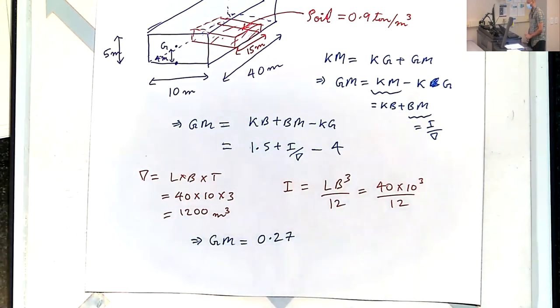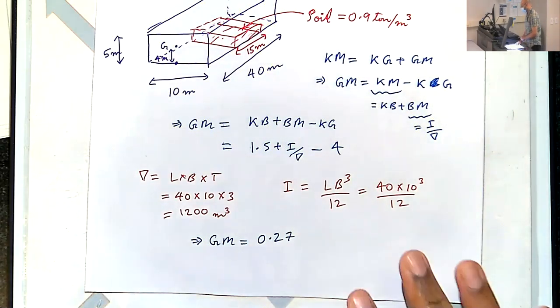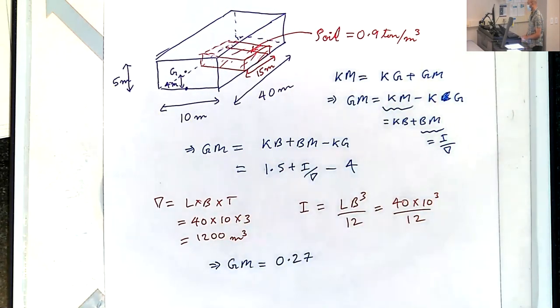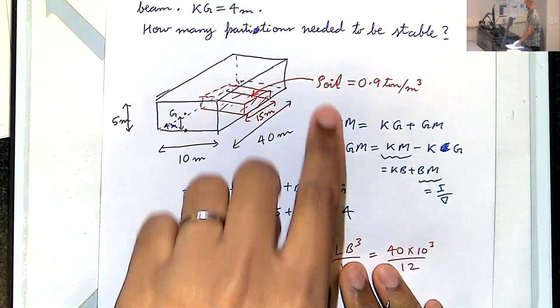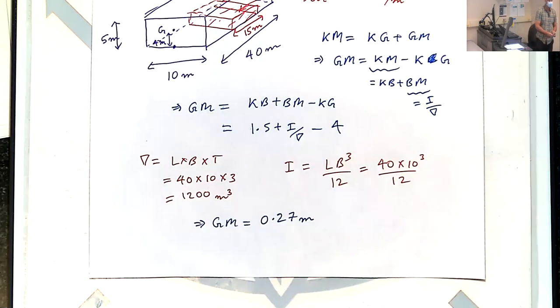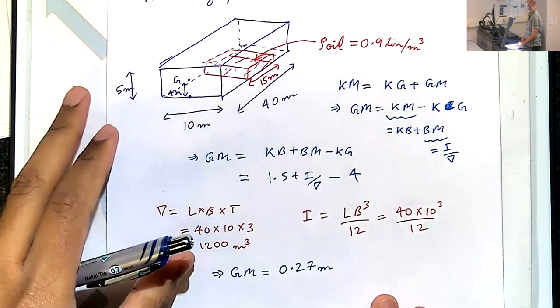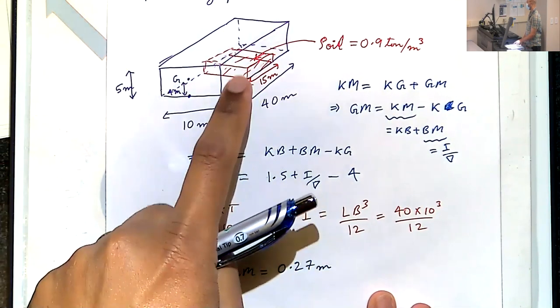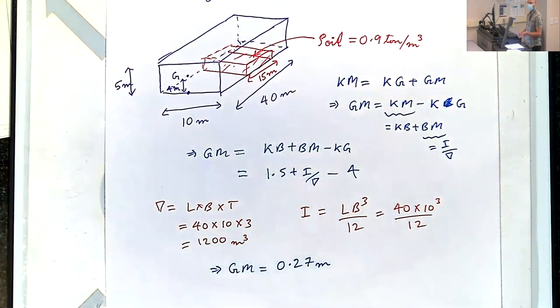Okay. So is there a problem with this or not? With this setup we have right now, is this problematic or is this okay? It's a little small, but the question says, how many partitions do we need to be stable? So what's your answer? We don't need any partitions. Okay, think about this. When we compute the GM, we have computed the GM of the barge. Have we considered the free surface? Not yet. How do we consider the free surface effect?